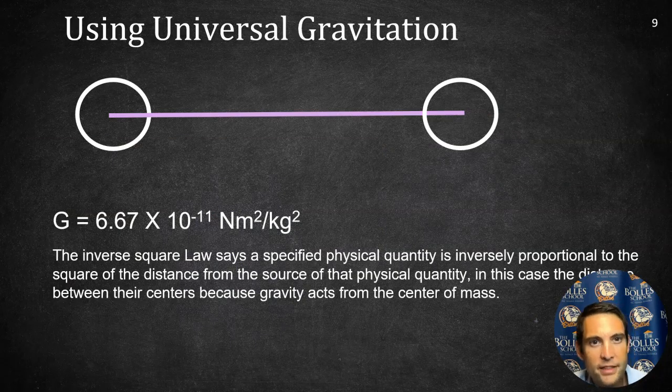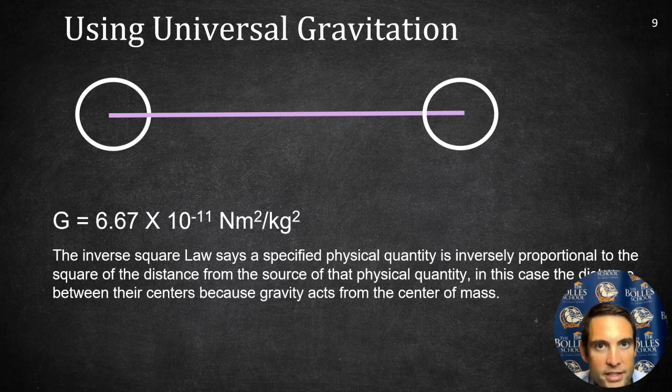Universal implies that this equation works everywhere. However, we now know that this equation does not work around really massive objects like black holes. For those situations, we would need to use Einstein's theory of general relativity, not in this class though. Instead, whenever we are figuring out the gravitational attraction between two objects, we use the separation distance r between the center of masses squared. Remember that gravity always acts from the center of mass.